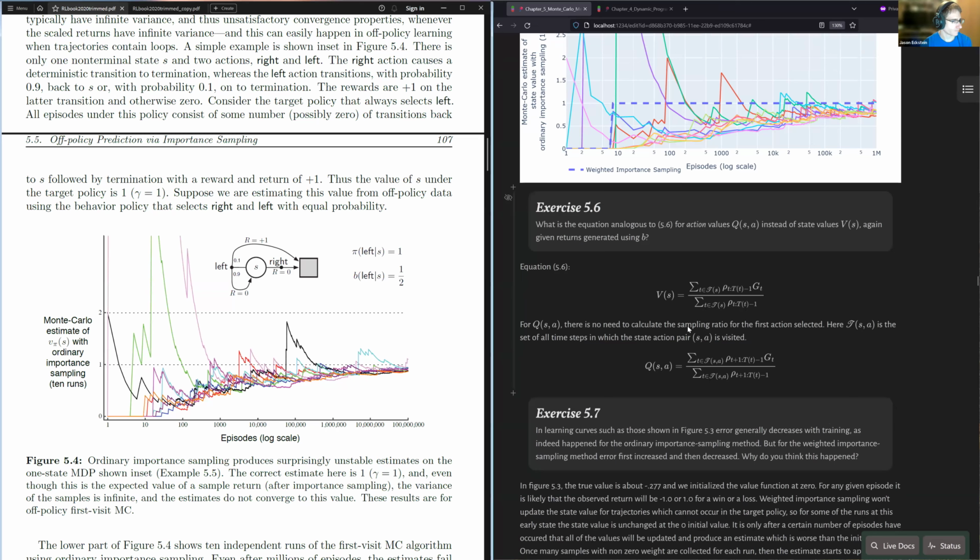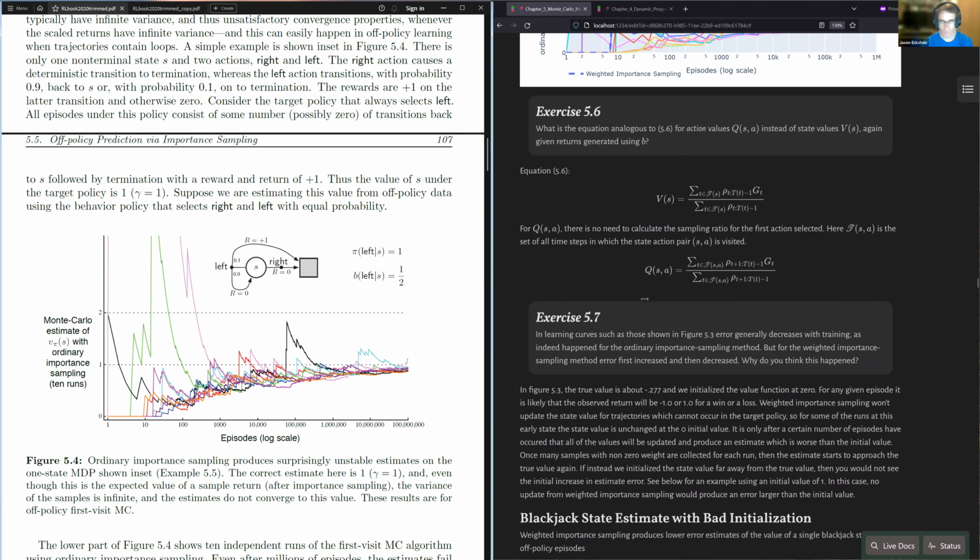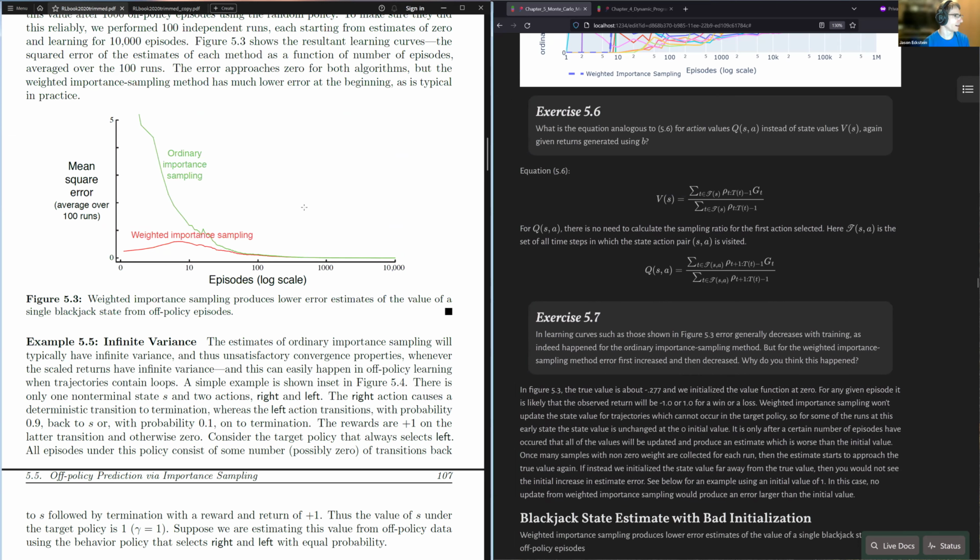Okay, so this question is actually kind of interesting. I'm not sure if anyone else has an answer for this. I think I know what is going on here, but the question is that although weighted importance sampling has lower variance, there is this feature that it actually starts out with low error and then it gets high a little bit and then it starts converging again. And the question is, why does the error first increase before decreasing?